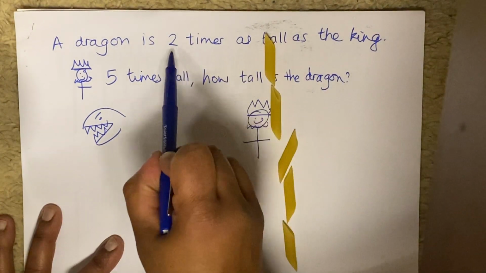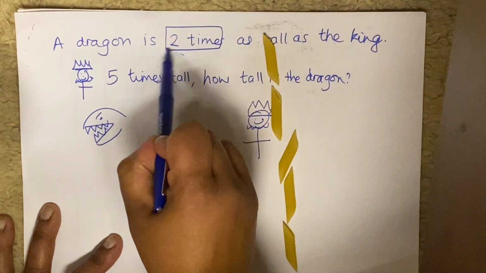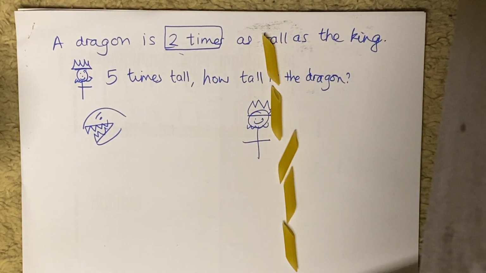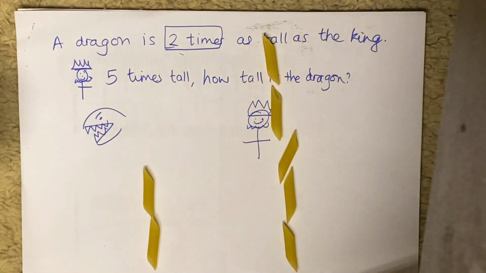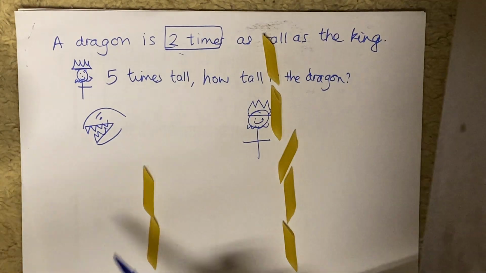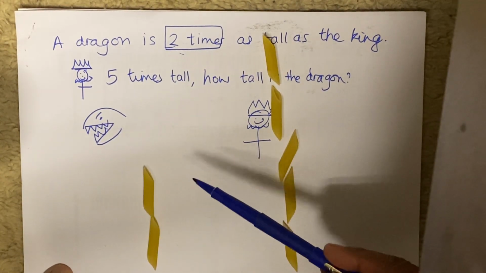But it says the dragon is 2 times as tall as the king. That means the dragon, this is not the height of the dragon. It can't be just 2 times. Exactly, because a dragon is never that big, never that small.